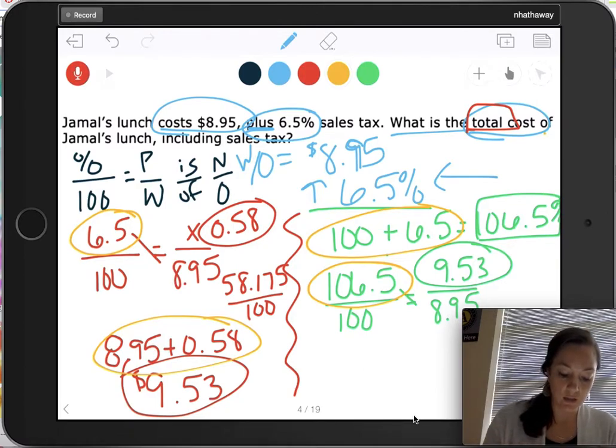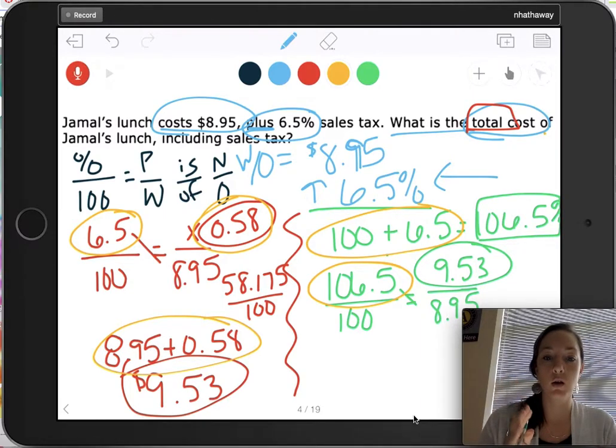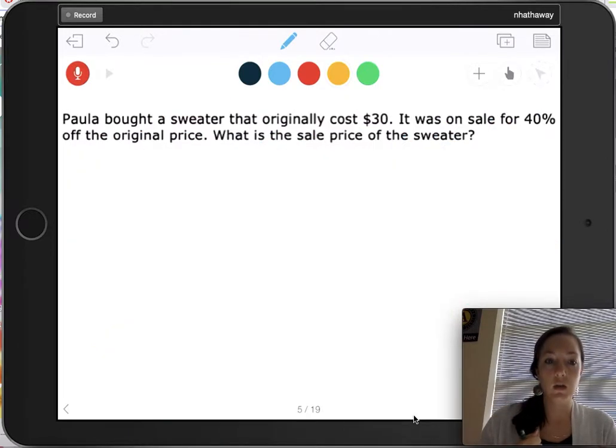You would find this part, 0.58. But since it says total cost, we know that we're going to add that 100% or that $8.95 plus whatever the part is. So please make sure that you pay attention when you take your quiz. Let's look at another one.